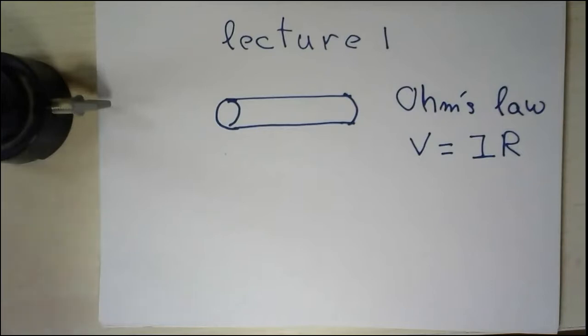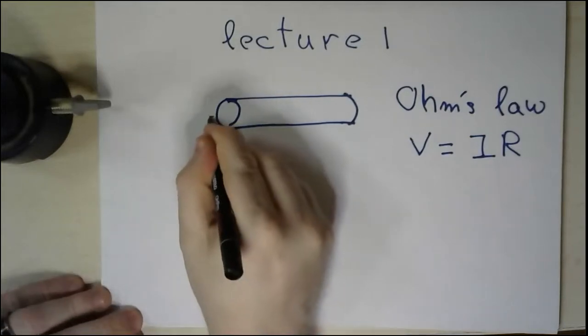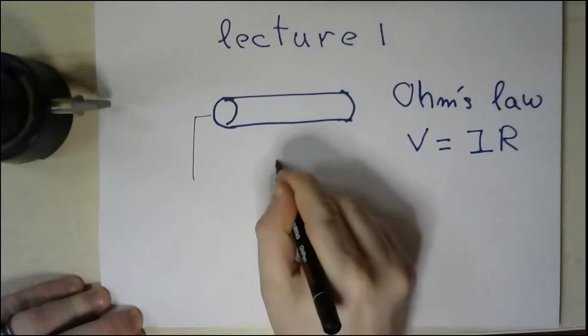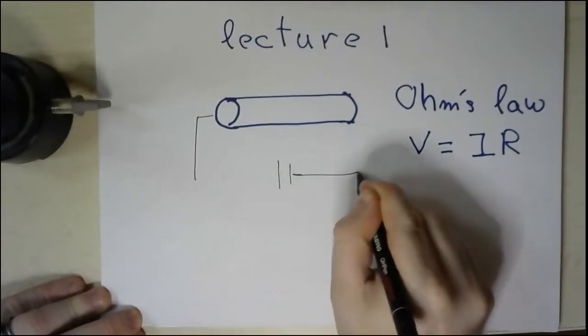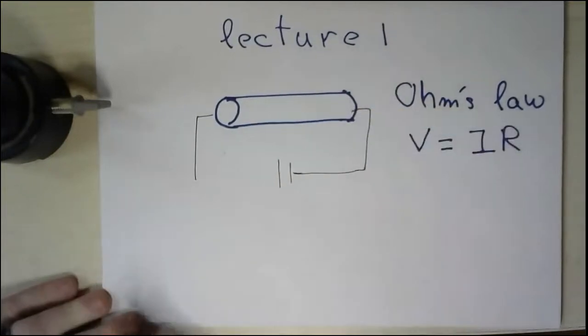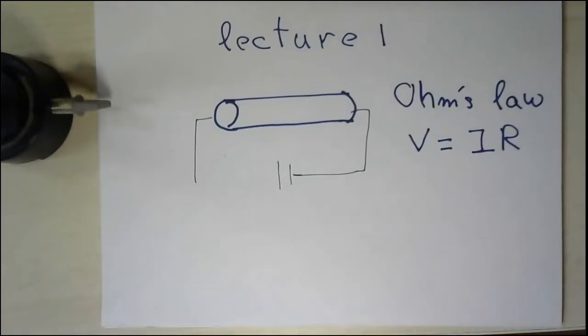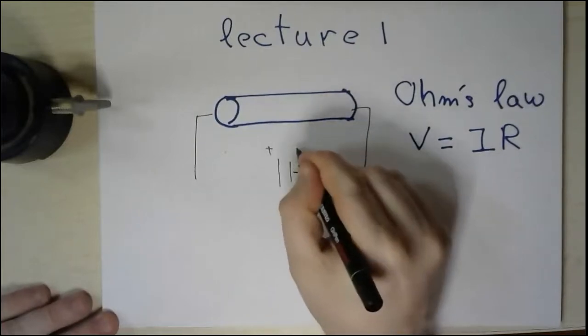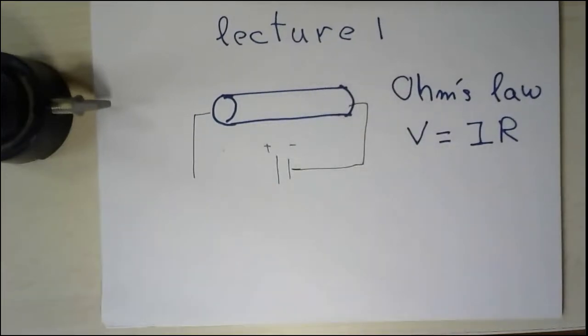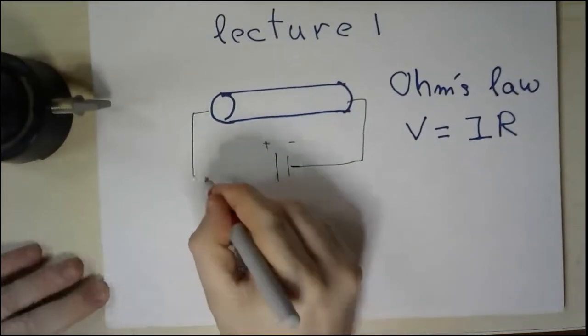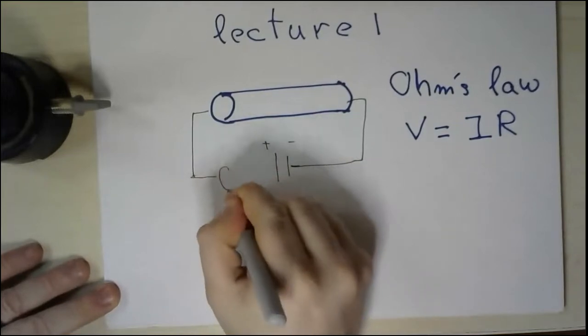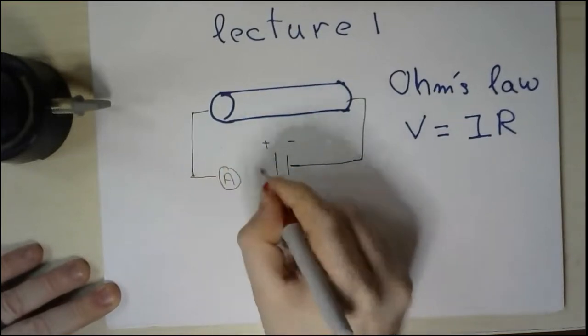So let's enter the lab and pick up a voltage source. I believe you already know the structure or the shape of the voltage source. So let's now connect this voltage source, with a positive terminal and negative terminal, to the material. But in order to measure the current, we also need to connect what's called an ammeter, or a device that can measure the current.